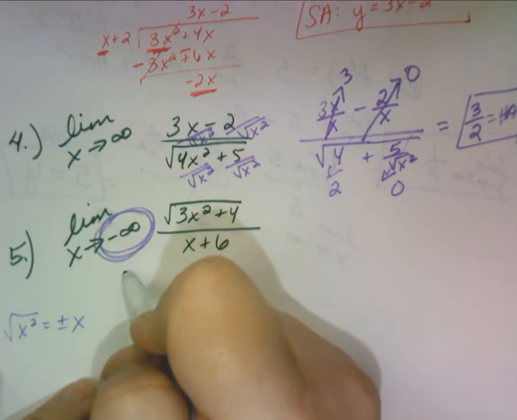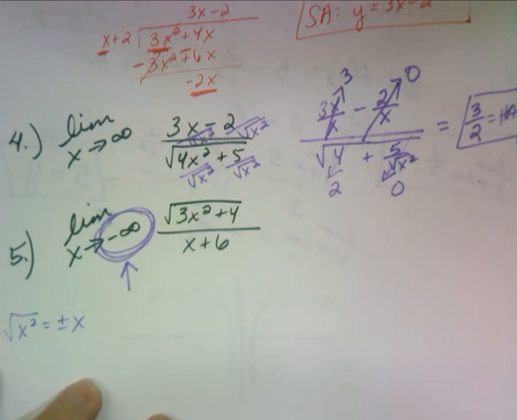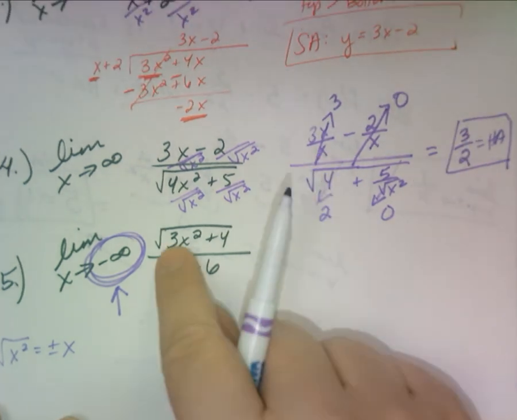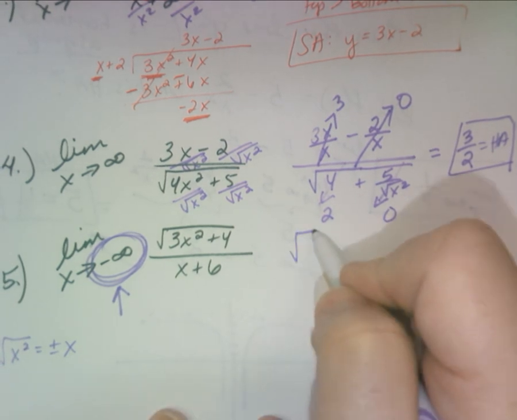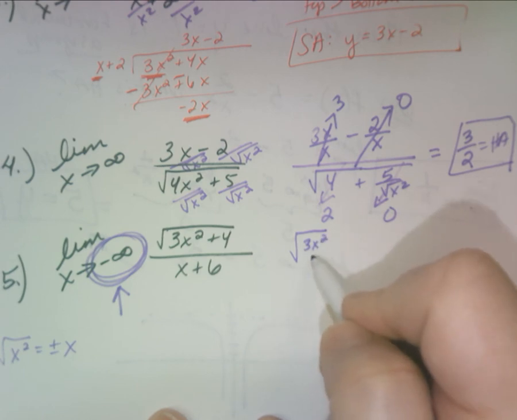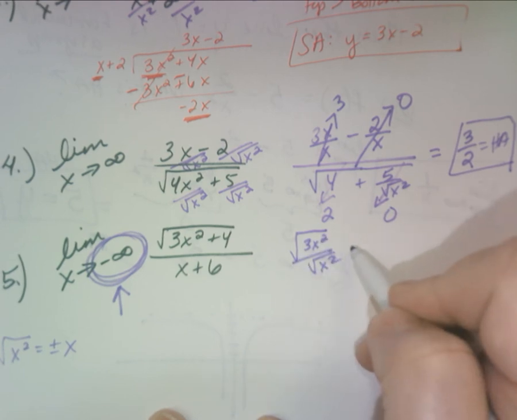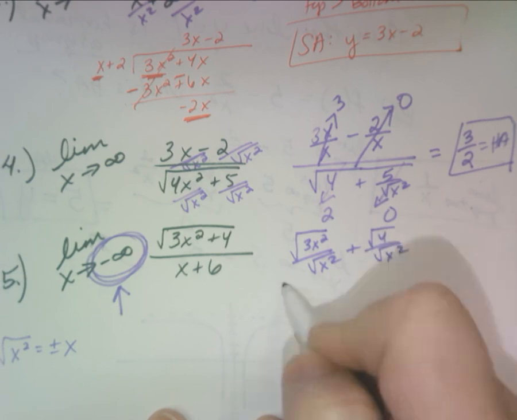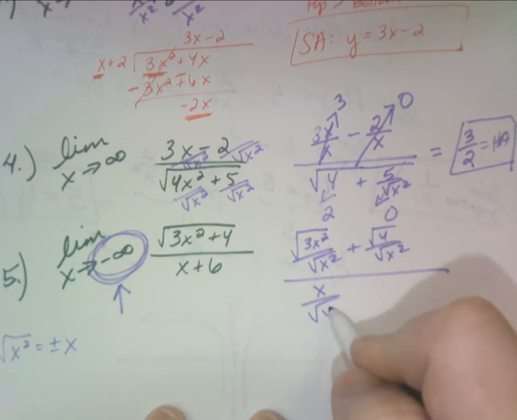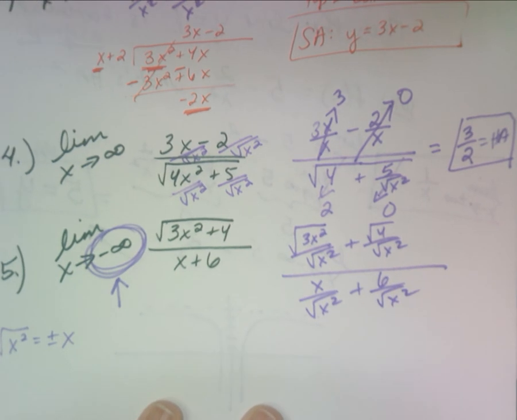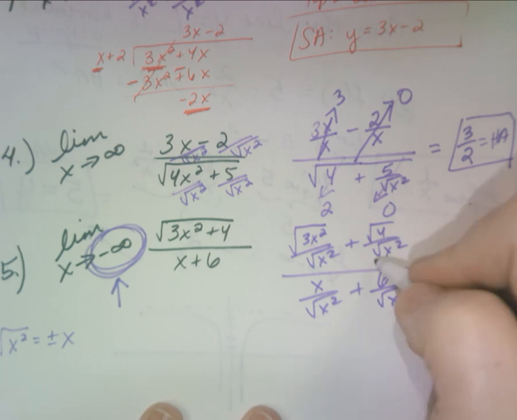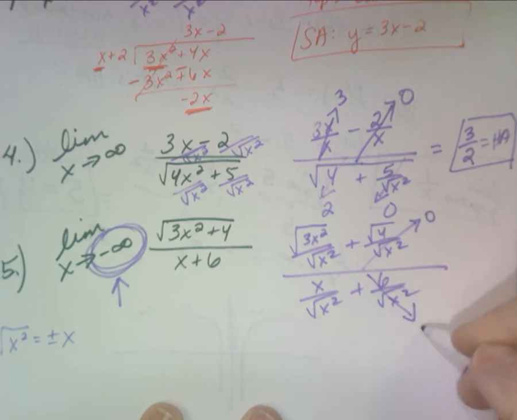This is going to negative infinity. That means the only thing that's going to change is that the x that comes out of the square root of x squared is a negative x. So, for example, square root of 3x squared divided by the square root of x squared, plus the square root of 4 divided by the square root of x squared. If you're doing it like this, x over the square root of x squared plus 6 over the square root of x squared. Anything that has an x on the bottom goes to where, everybody? 0. So let's just make this go to 0, and this go to 0.